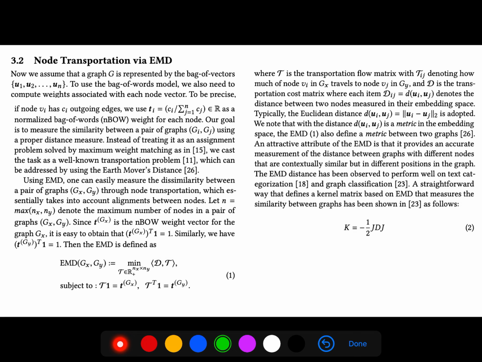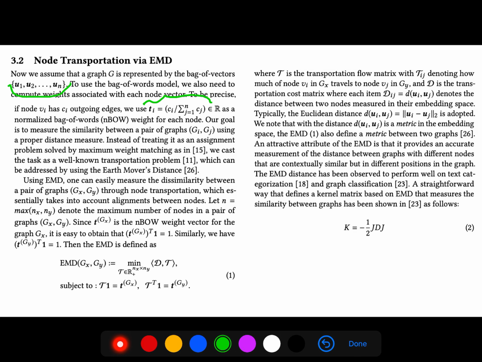So now we assume that a graph G is represented by a bag of vectors. For this bag of vectors, we also need to compute weights associated with each node vector. If node v_i has c_i outgoing edges, we use t_i as a normalized bag of words. And our goal is to measure similarity between a pair of graphs using a proper distance measure.